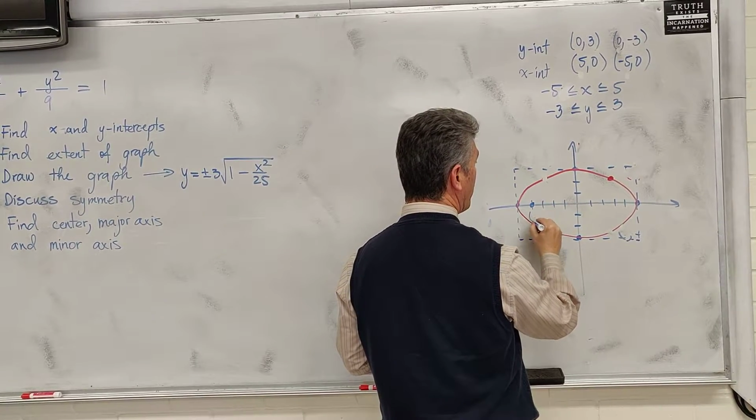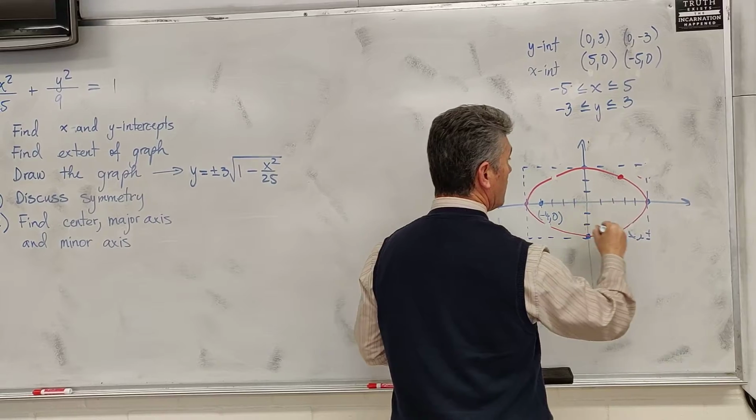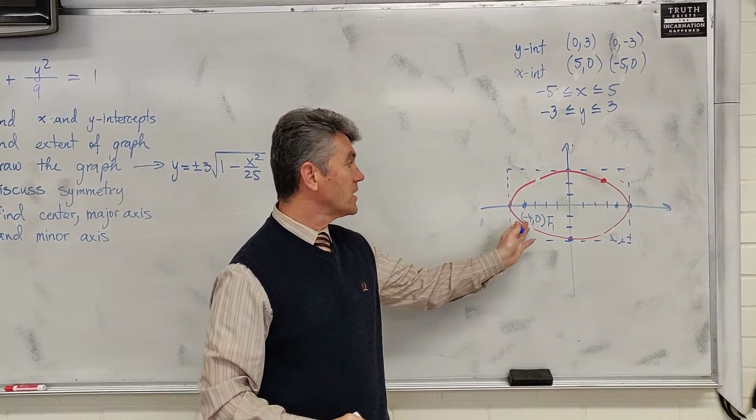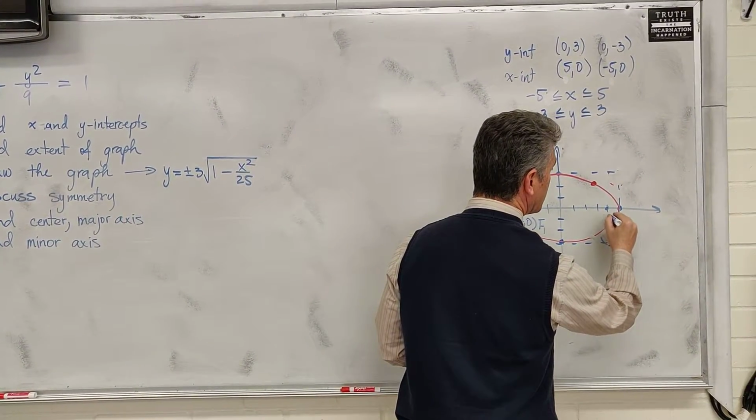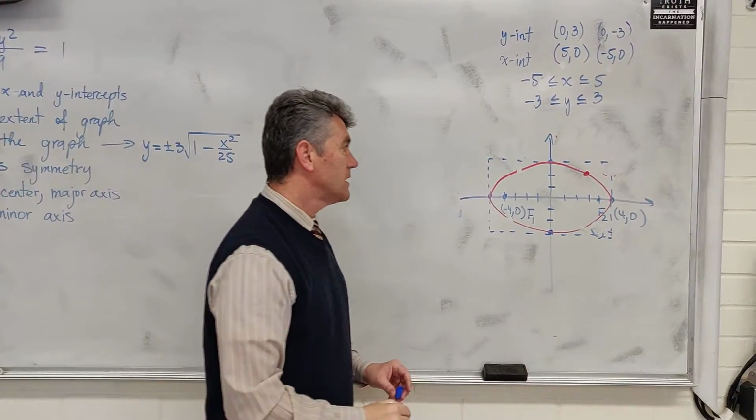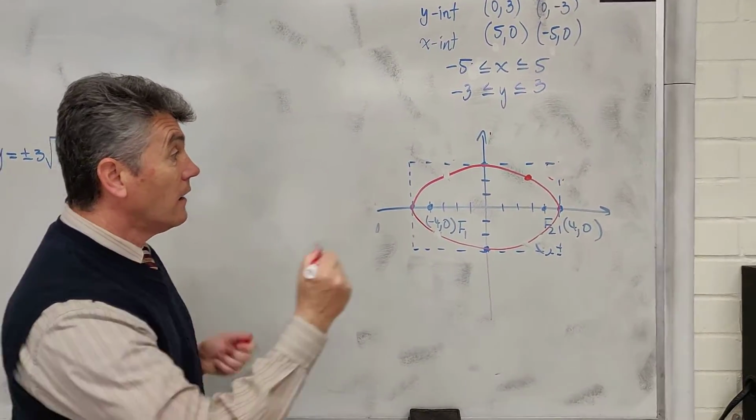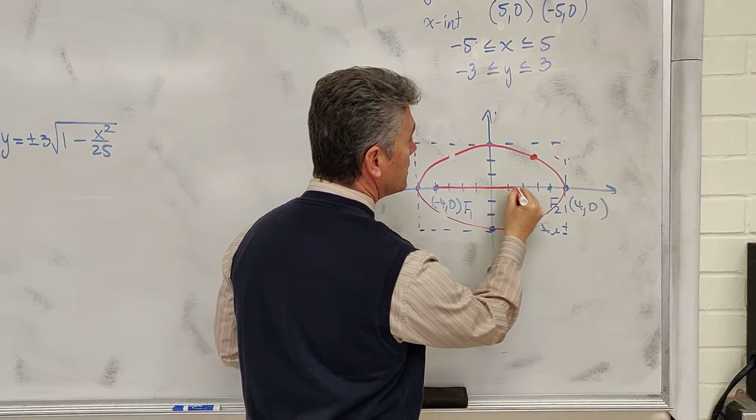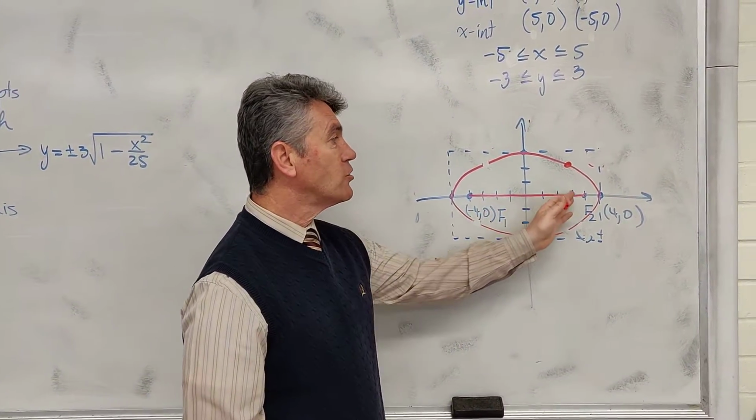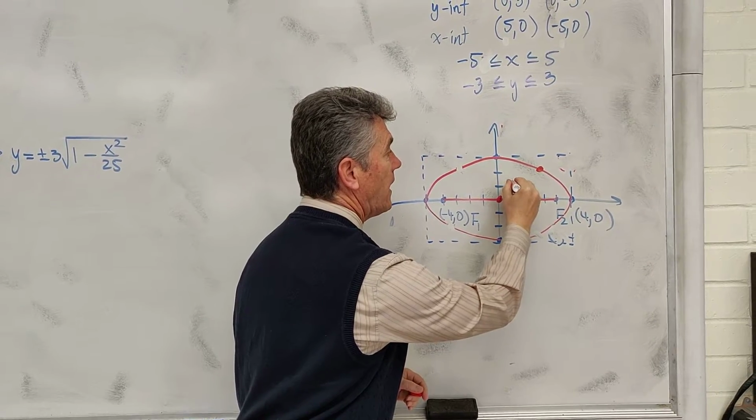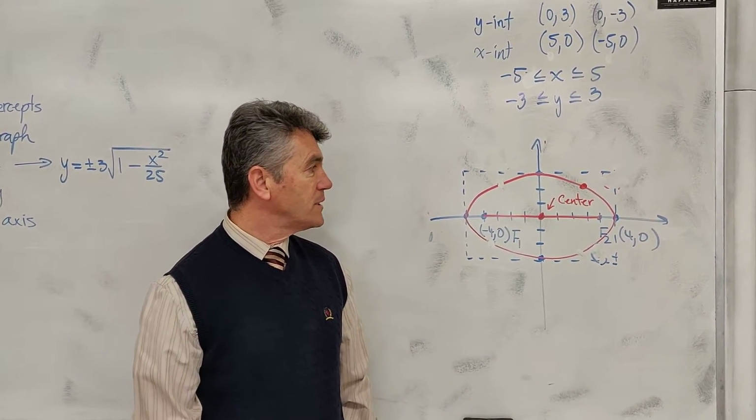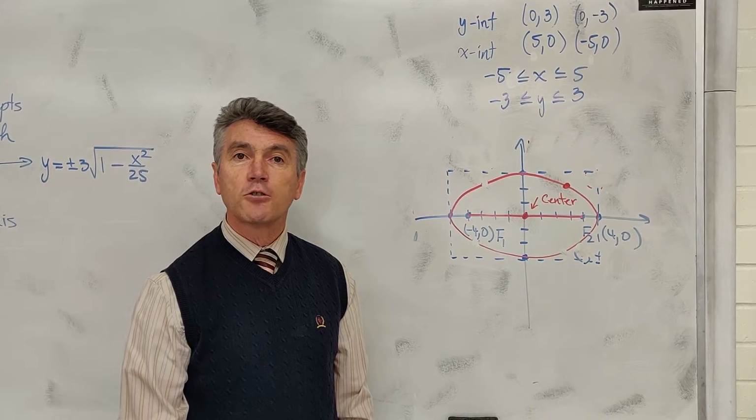We start with the idea of a center. So the first thing that we're going to do is figure out the center. This is the first focus. It has coordinates (-4, 0). This is the second focus. It has coordinates (4, 0). The red segment joins the two foci. The midpoint of the segment joining the foci is known as the center. So the center of an ellipse is the midpoint of the segment joining the two foci.